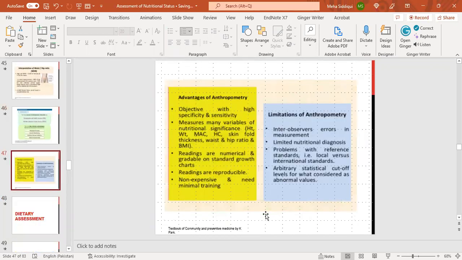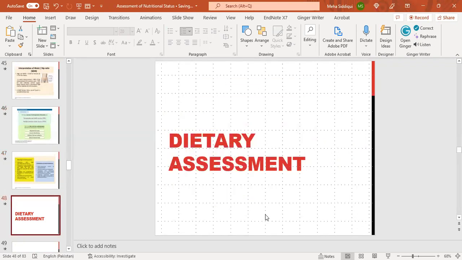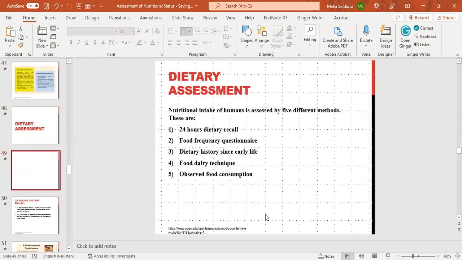Advantages of anthropometry: objective with high specificity and sensitivity, measures many variables of nutritional status like height, weight, mid-arm circumference. Readings are numerical and gradable on standard growth charts. Readings are reproducible, inexpensive, and need minimal training. Limitations are inter-observer errors in measurement, limited nutritional diagnosis, problems with reference standards, and arbitrary statistical cutoff levels for what is considered as abnormal values.